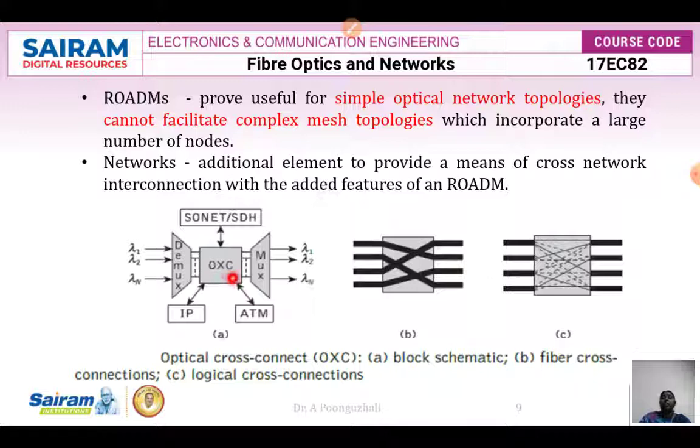In the optical cross connect, it is going to have an internet protocol architecture and an ATM architecture. Here we have the input signals of different wavelengths, lambda 1 to lambda n. These signals are demultiplexed and given to the optical cross connect. If I want to change the wavelengths, all of that is done in the optical cross connect, and then it is multiplexed and obtained at the output. So this is your block schematic, this is your fiber cross connections, showing how the different wavelengths are combined, and this is your logical cross connections.